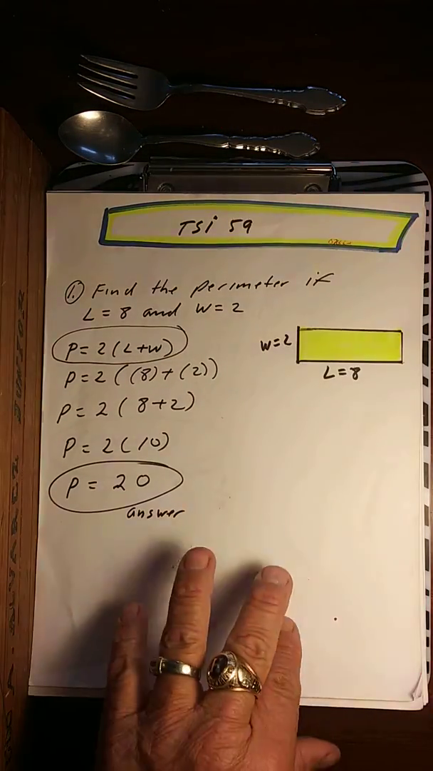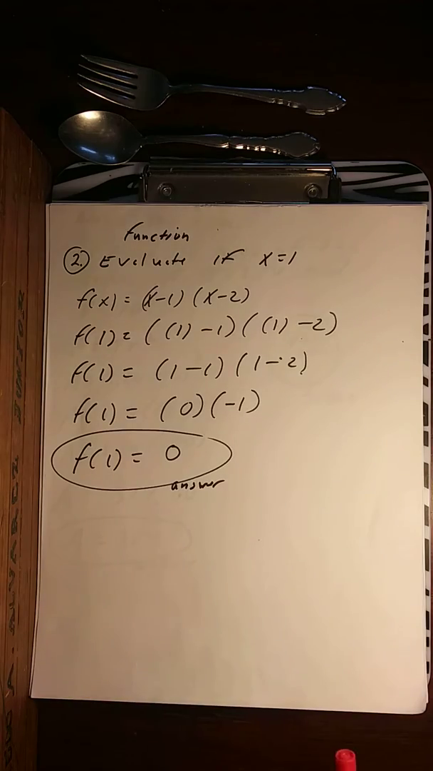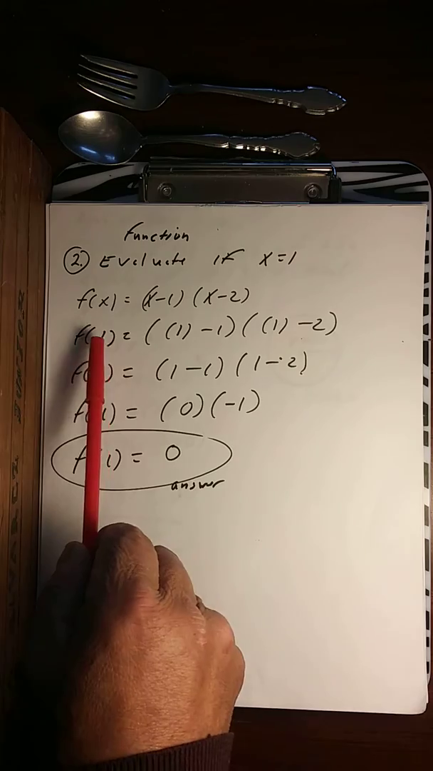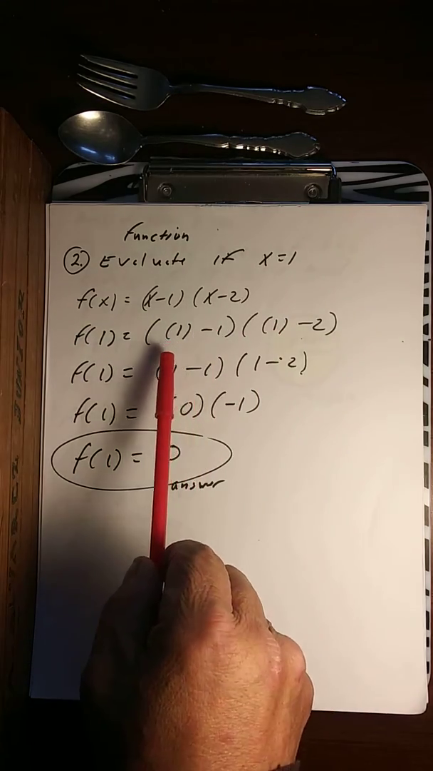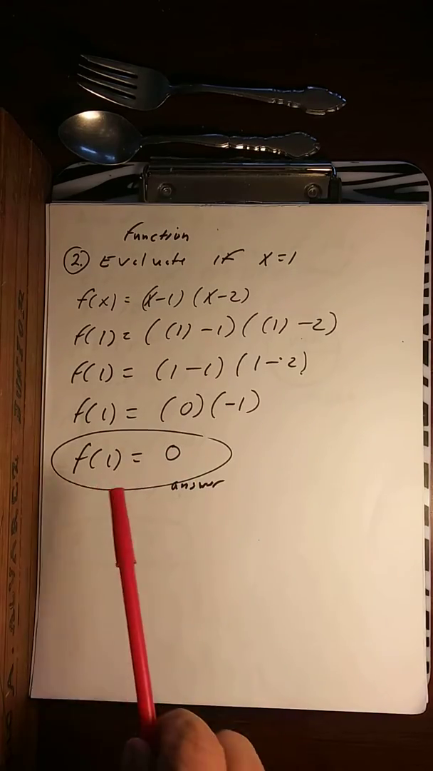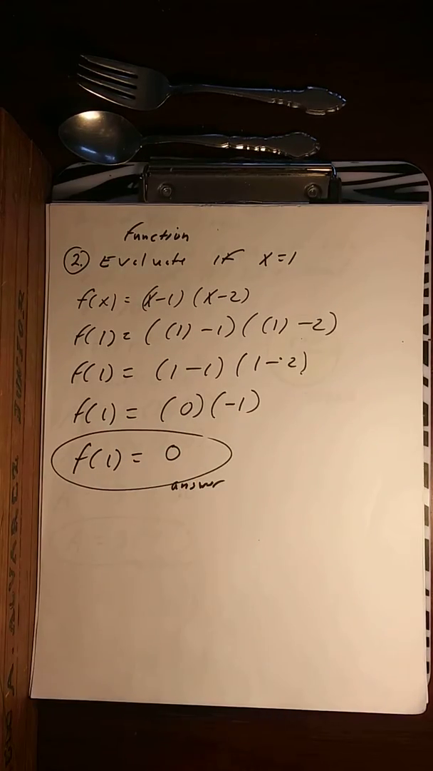Alright, let's go to the next question. Evaluate the function if x is 1. So we're going to put a 1 in there. Put a 1 there, put a 1 there. So 1 minus 1 is 0. 0 times negative 1 is still going to be 0. So f of 1 is what? 0 for that function.